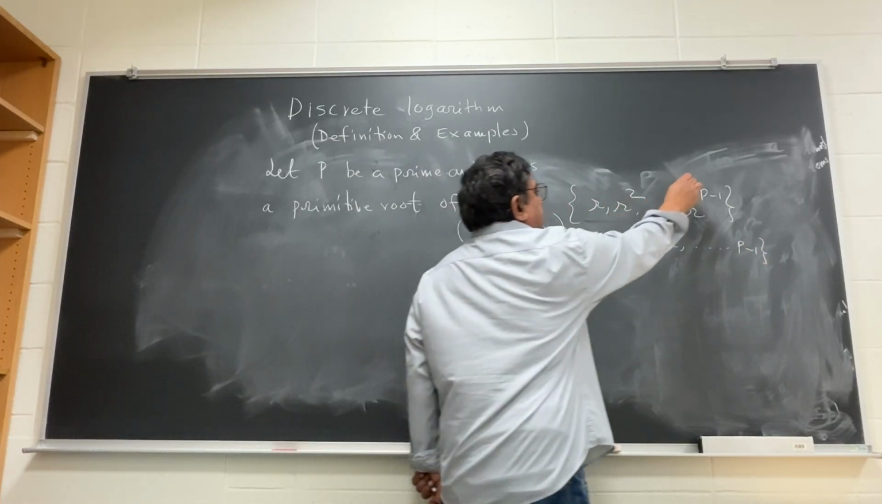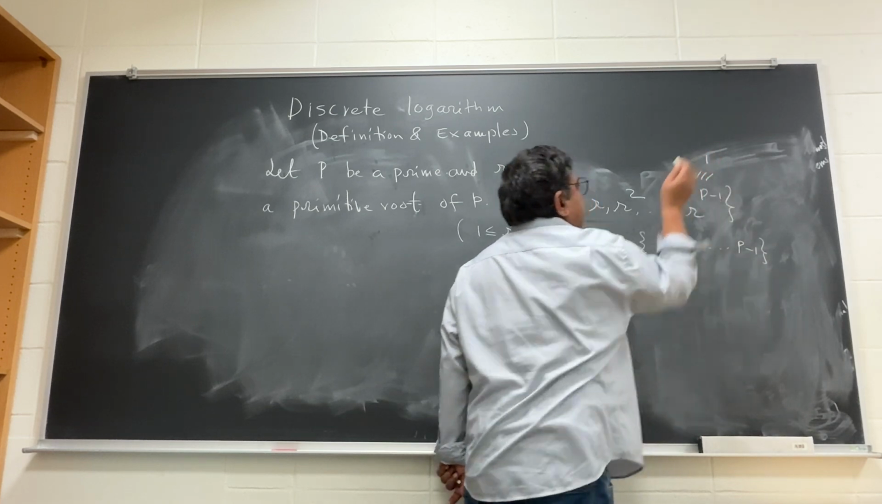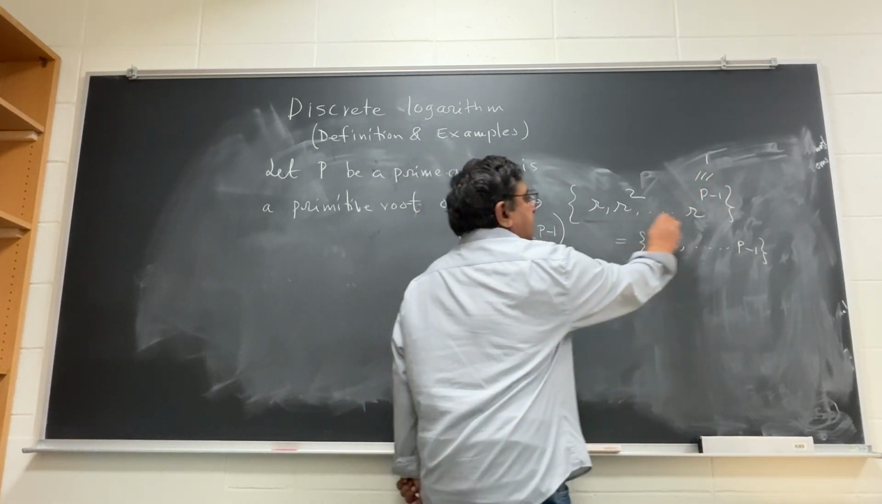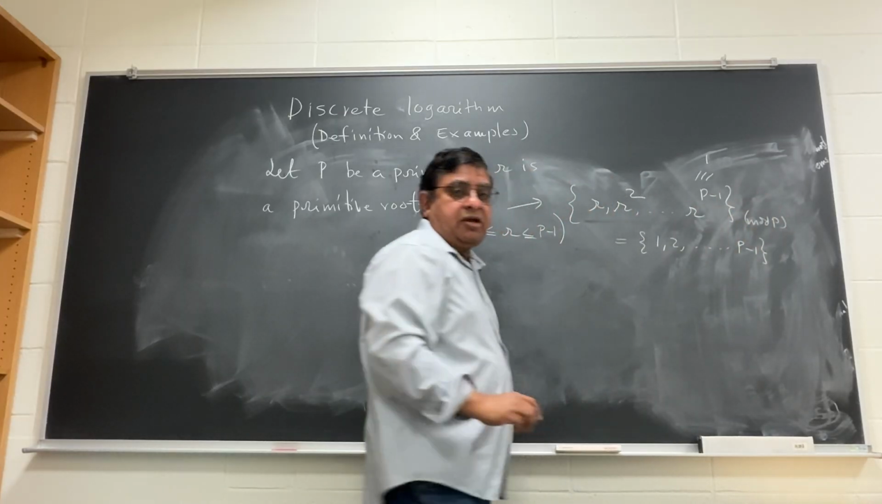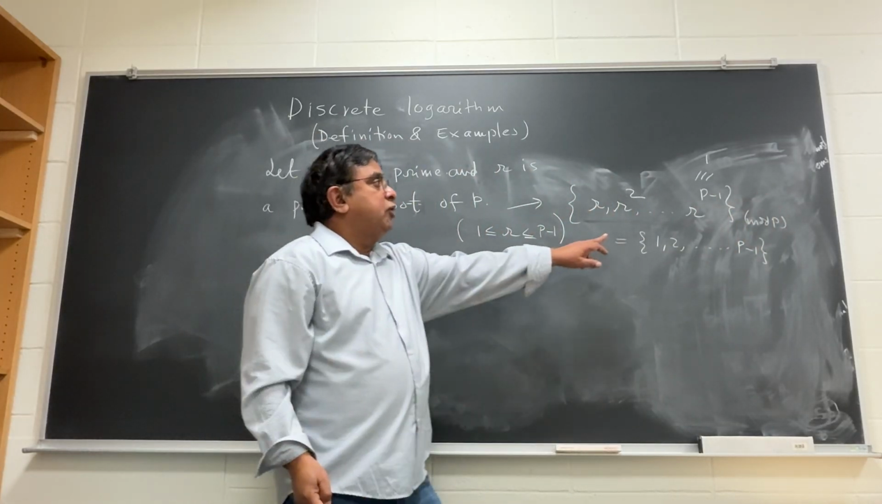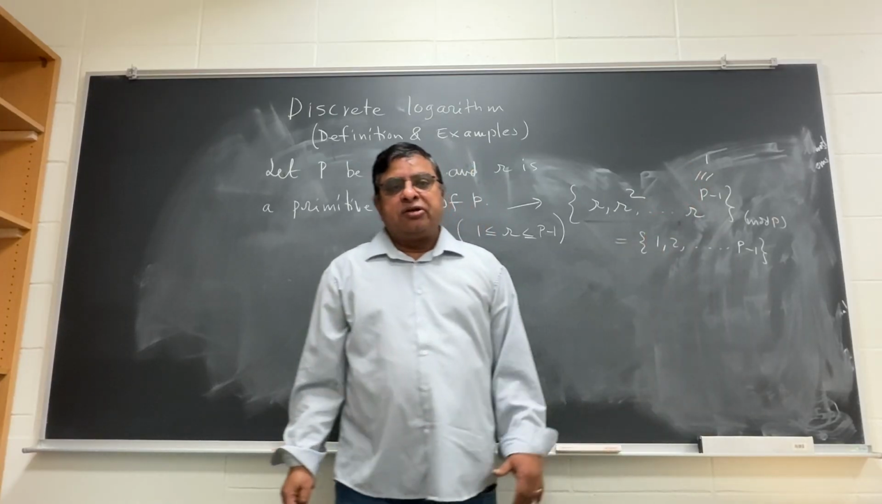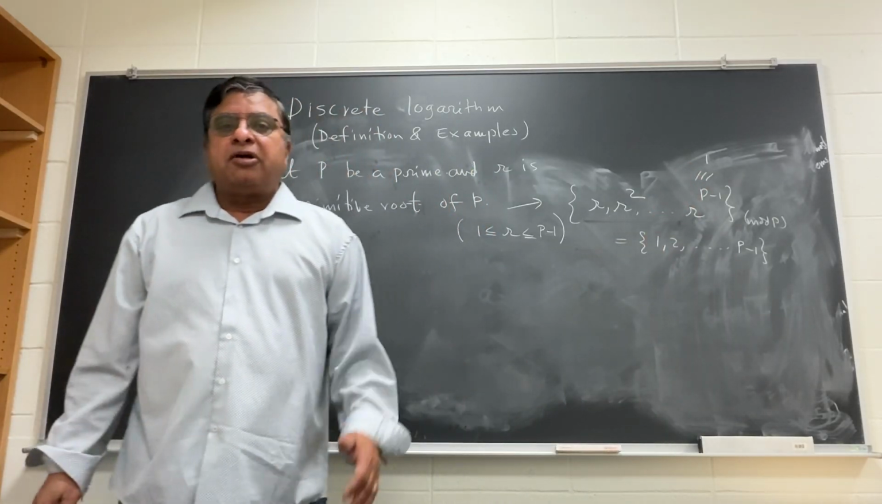Obviously, we know that R to the power of P minus 1 is congruent to 1 mod P. All these powers are computed mod P. Okay? And we know that R to the power of P minus 1 is congruent to 1. That's Fermat's little theorem.